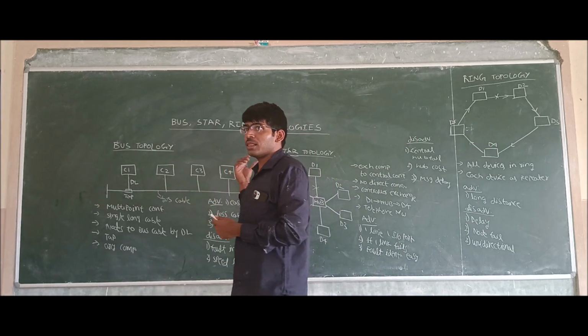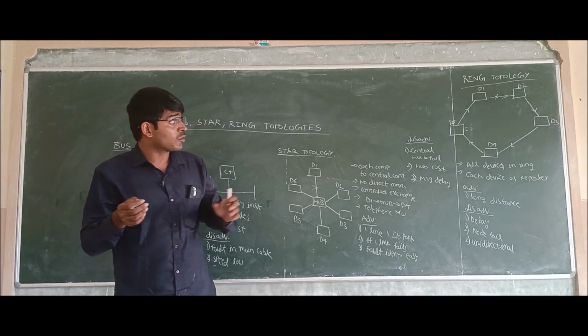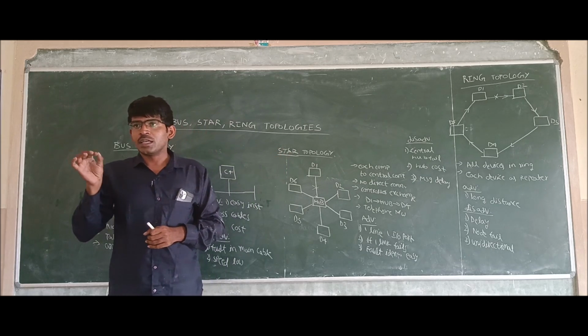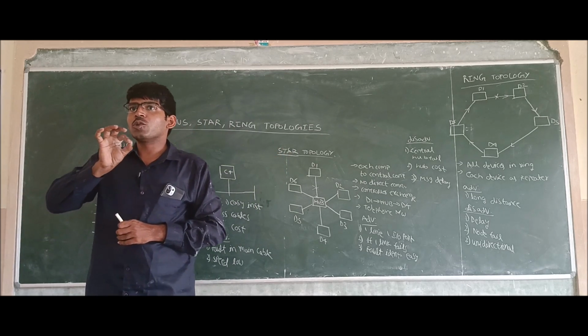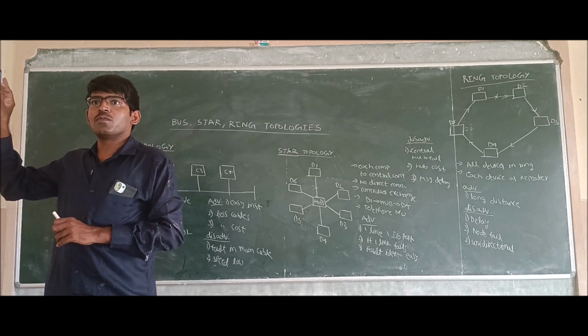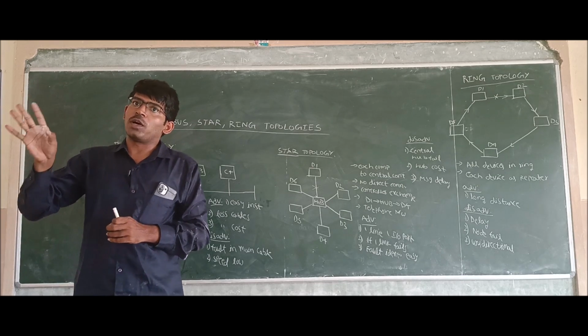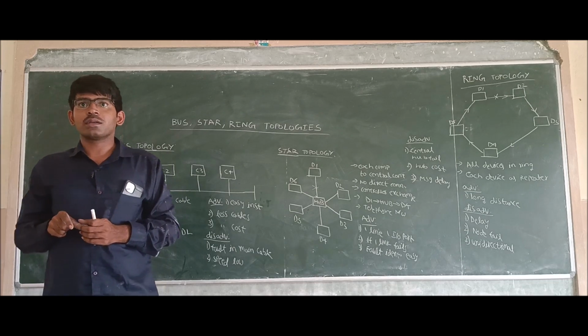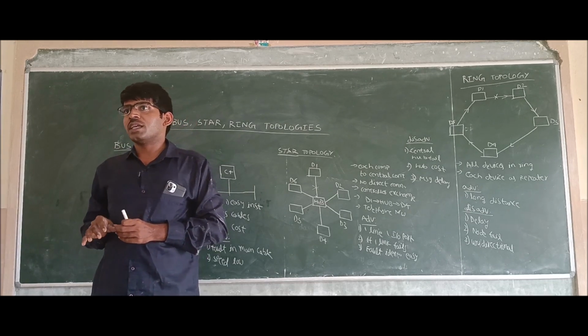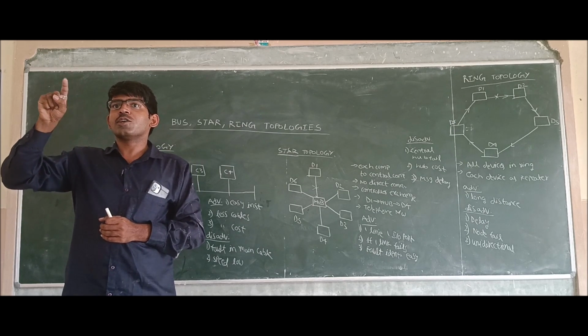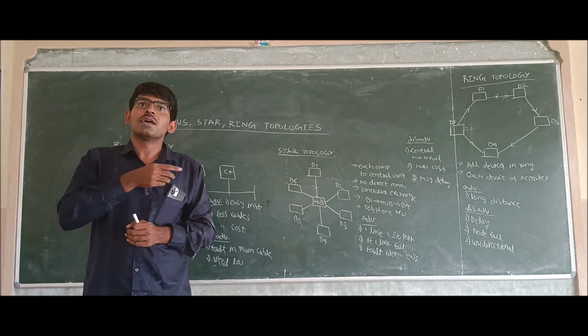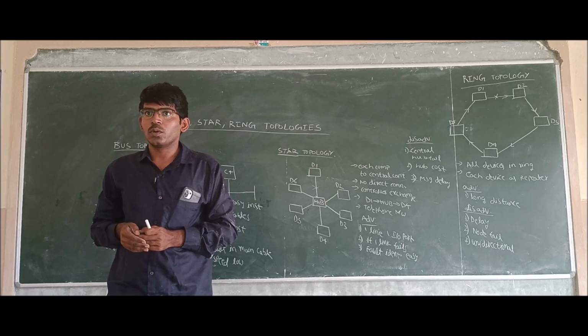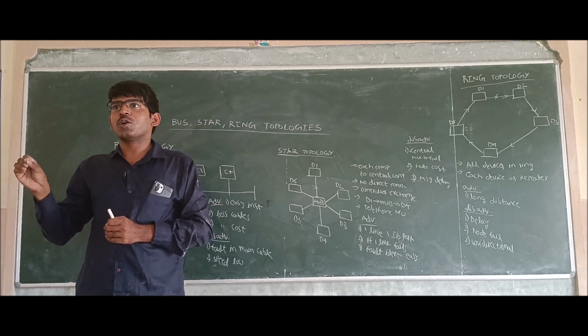Okay, out of all these three topologies, in which topology are we using only a single main cable? Which topology? Bus topology. In which topology are we using a hub as a controller? Star topology. In which topology are we taking the unidirectional flow? Ring topology. Okay, this is about the different topologies.